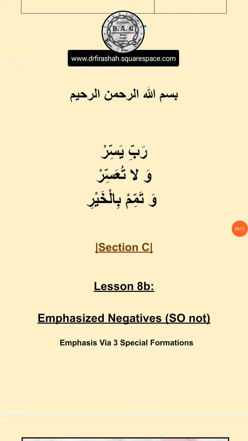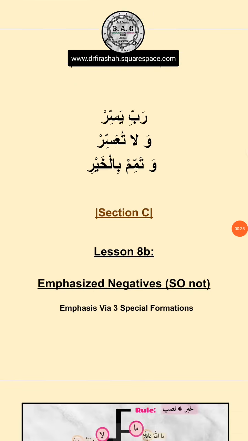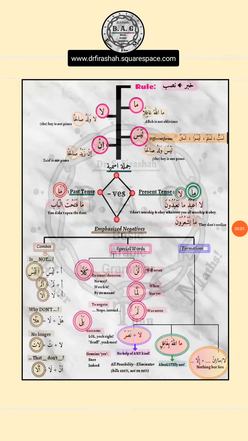Assalamu alaikum everyone. I hope all of you are doing great, and we are now going to continue our negative sentences with emphasis. Okay, so the sentences such as it is so not true, or absolutely false, or absolutely not true. Okay, and in this lesson, in 8p that is, we are going to study the emphasis by three special formations. Okay, so let's get on with it now.